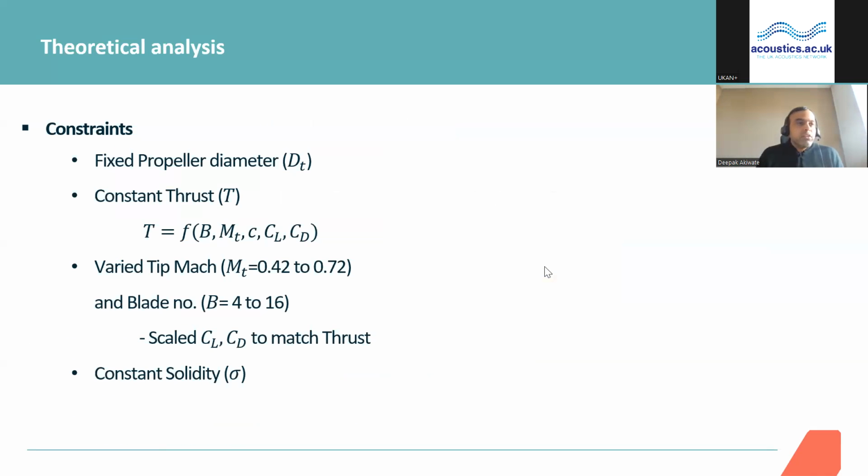To carry out the parametric study, we impose some constraints. We assume the propeller diameter is fixed, and we maintain the propeller thrust, but at the same time we vary the blade number and tip speed. As we know, thrust is a function of blade number and tip speed, so while varying those to maintain constant thrust, we rescale the lift and drag coefficients using XFoil, and I will explain in a moment how we did that.